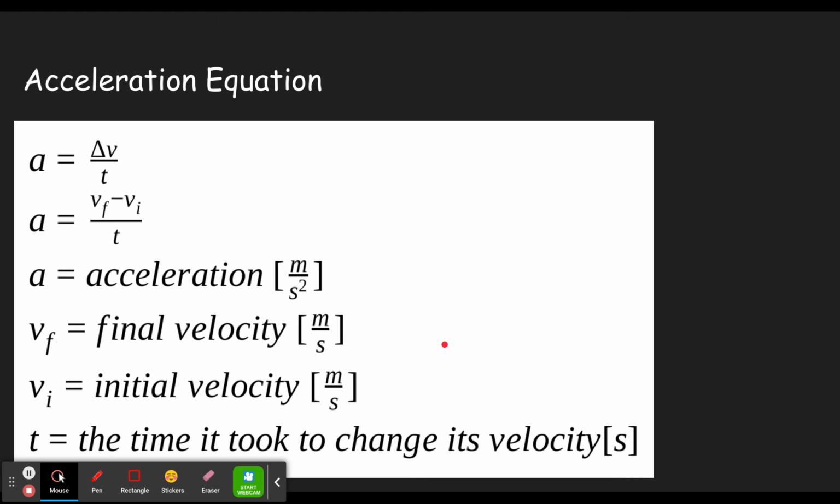In the wizard level, it has you do some calculations. So what's the equation? Well, acceleration is how much does the velocity change, not just whether it changes, but how much does it change? Remember, delta always means change in. So how much does the velocity change divided by the time it took to change that much?